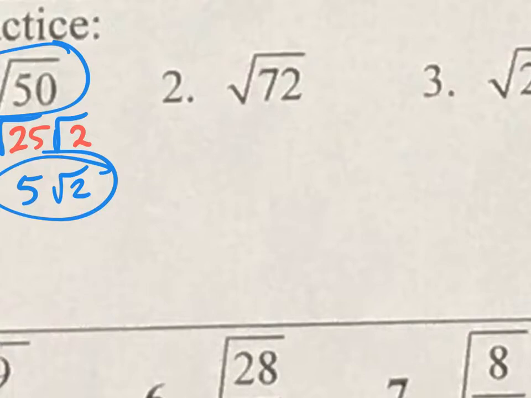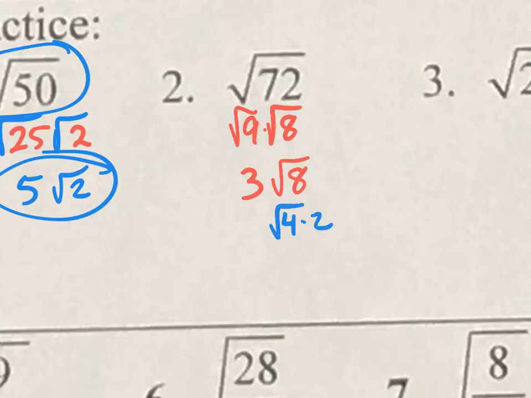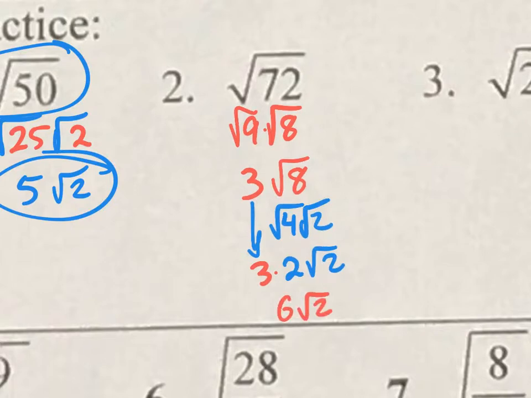Let me show you. If I go 9 times 8 and you split it, you'll get the square root of 9, which is 3, and the square root of 8, which could still be broken down further. The square root of 8 could be broken down to 4 times 2, and then you'd have to split the root again, and you'd get 2 square root of 2. But don't forget about the 3 that's up here. So you'd really have 3 times 2 times the square root of 2, which is really 6 square root of 2. Now that's pretty ugly.